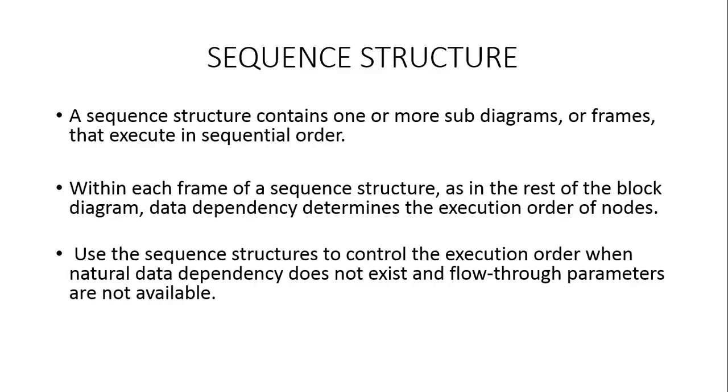Sequence structure contains one or more subdiagrams or frames that execute in sequential order. Within each frame of a sequence structure, as in the rest of the block diagram, data dependency determines the execution order of the nodes. Use the sequence structure to control the execution order when a natural data dependency does not exist and flow through parameters are not available.